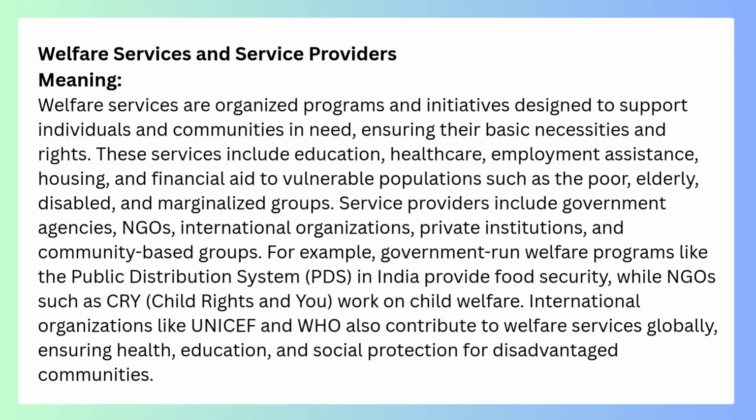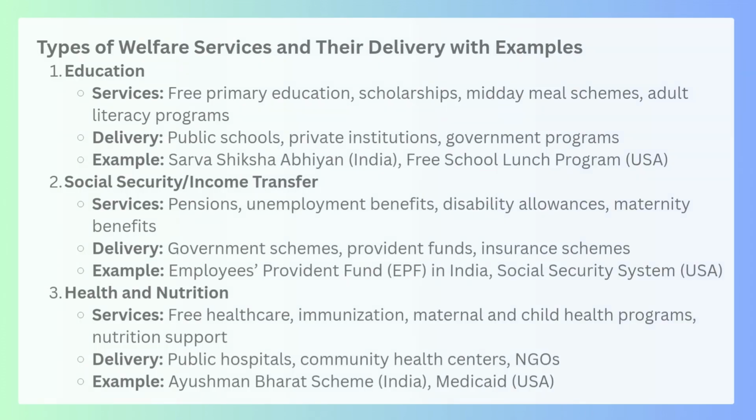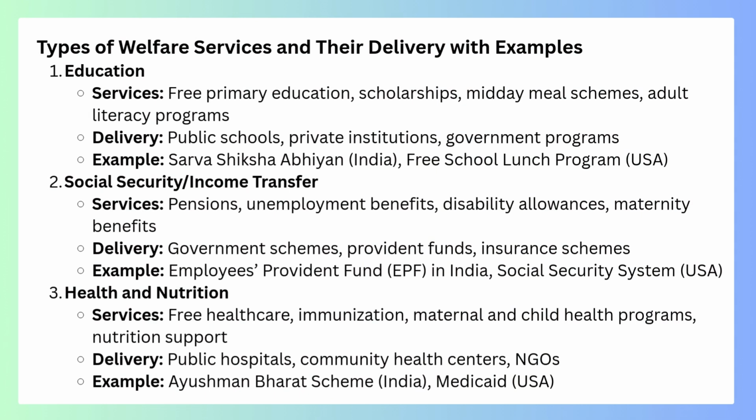Service providers include government agencies, NGOs, international organizations, private institutions, and community-based groups. For example, government-run welfare programs like the Public Distribution System, PDS, in India provide food security, while NGOs such as CRY, Child Rights and You, work on child welfare. International organizations like UNICEF and WHO also contribute to welfare services globally, ensuring health, education, and social protection for disadvantaged communities. Types of welfare services and their delivery with examples.